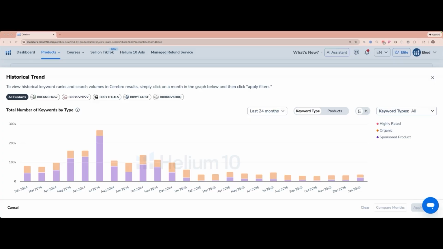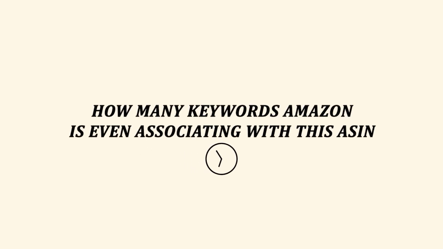Before comparing last year to this year, I just want to slow down a minute and explain what this historical trend view really is showing, because a lot of people misread it. This isn't a chart that shows you how good your rankings are. It's not saying you're winning or you're losing. What it's really showing you is how many keywords Amazon is even associating with this ASIN over time.